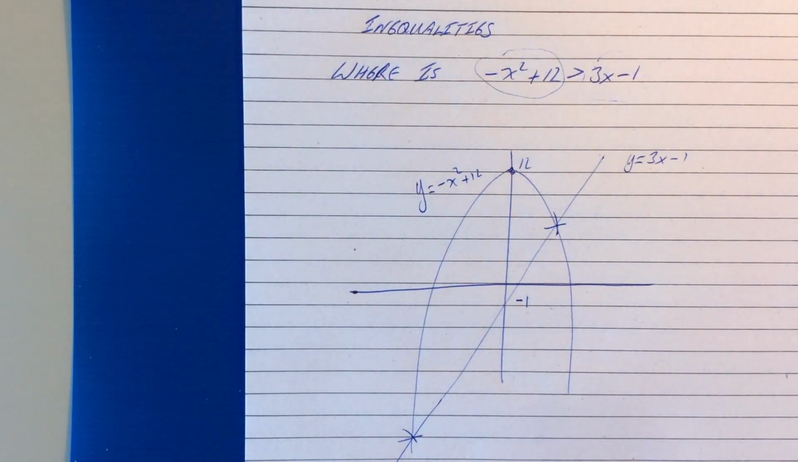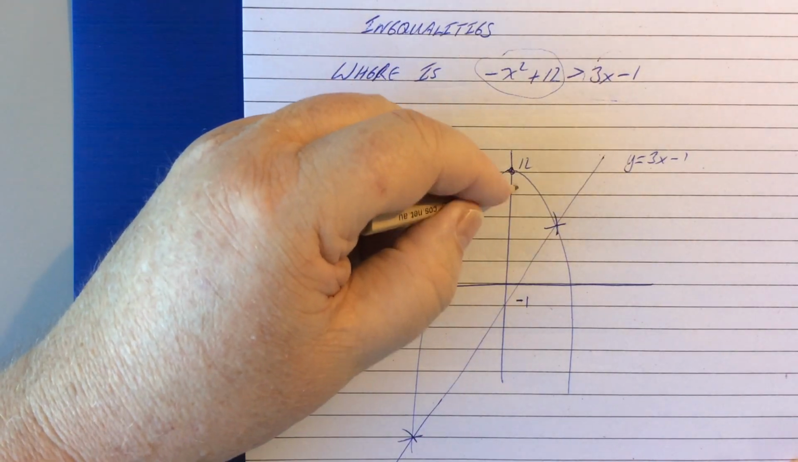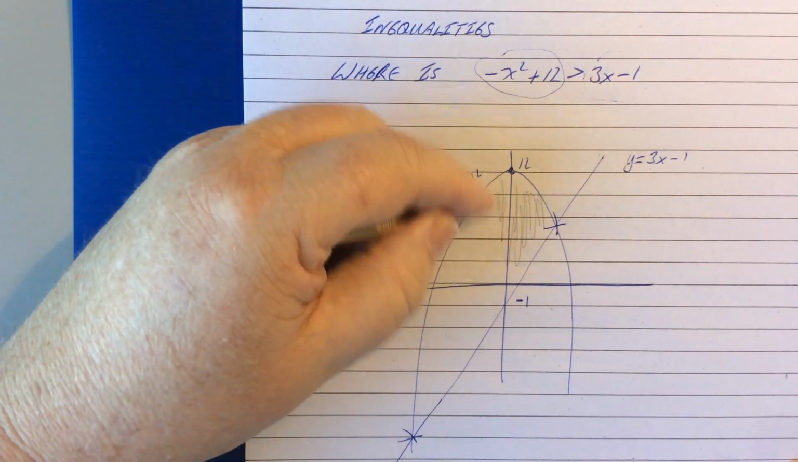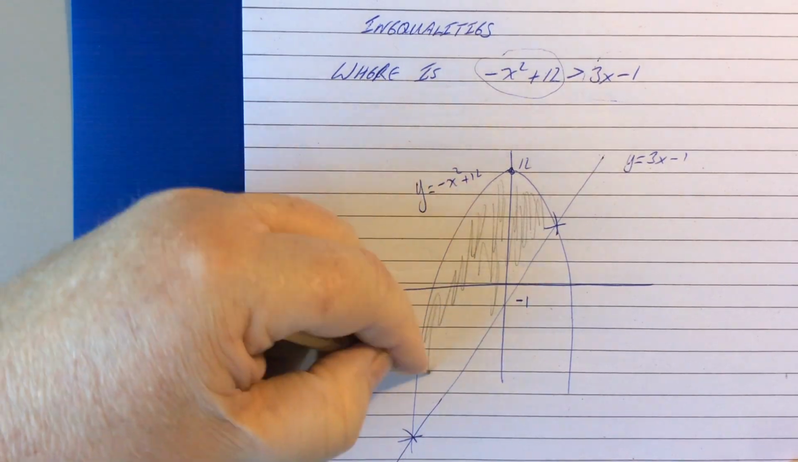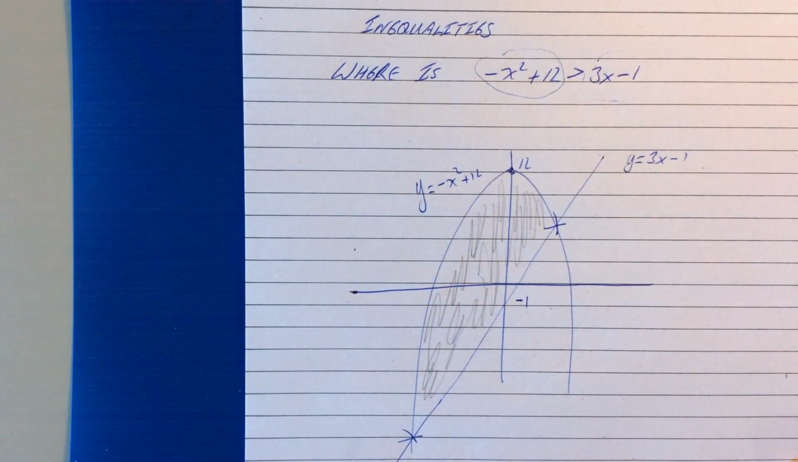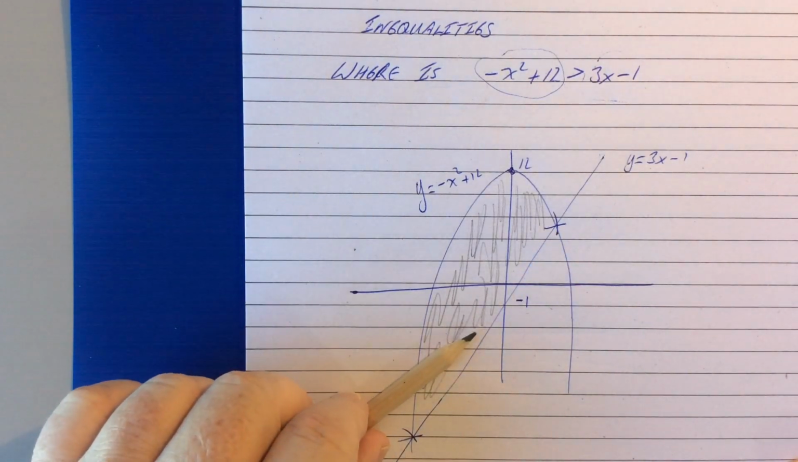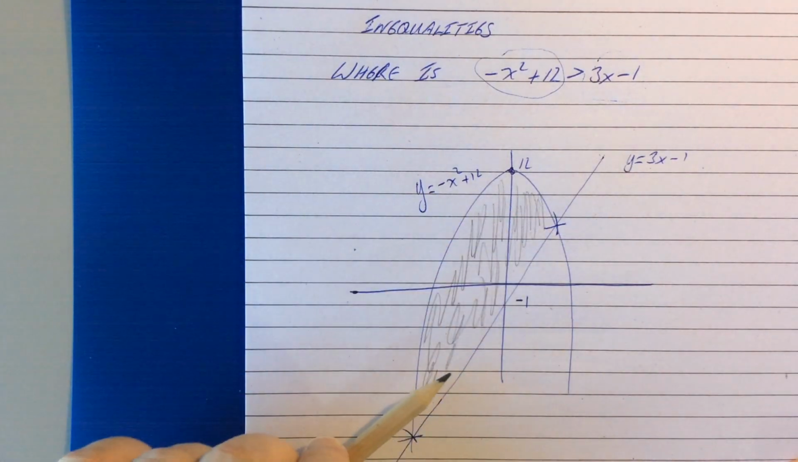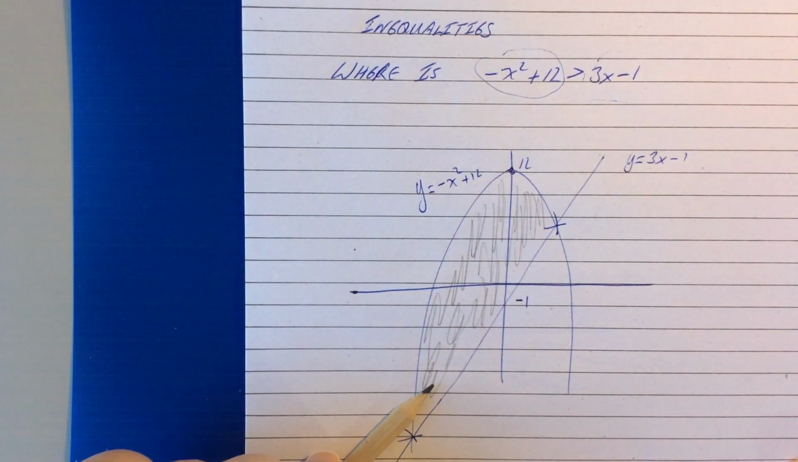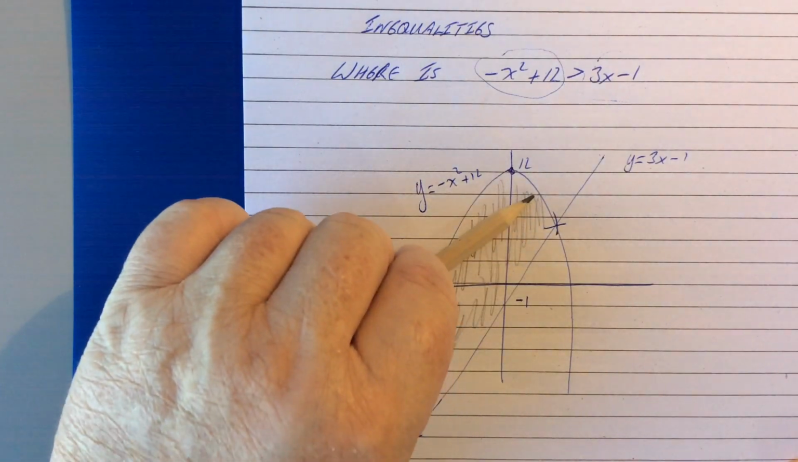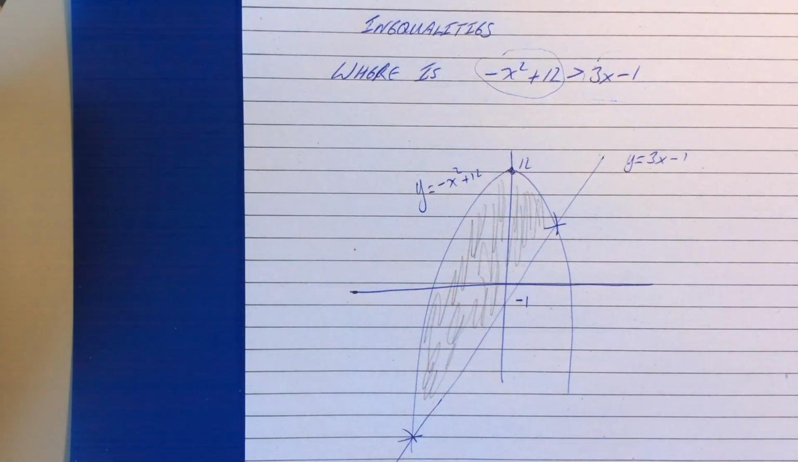And we can see that here on the graph. So it's the area in here, which happens to be the area between the points of intersection of these two graphs. So y equals negative x squared plus 12 is greater than this function at all of these points. Right. Well, let's have a look at how we go about solving this.